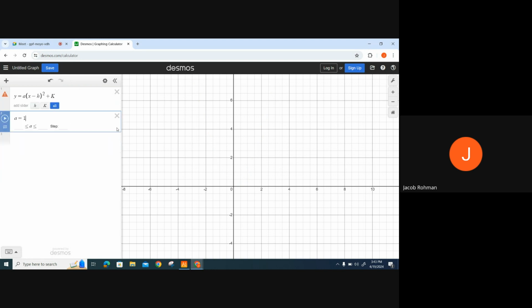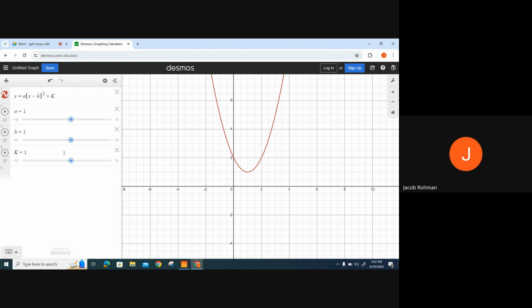So here, if we have the red function and we slide the a, we can see what happens: a starts to go up and it goes down. So notice when a equals 0, let's put this at a equals 0. It's a flat line. When a is positive, you've got an upward facing parabola. And when a is negative, you've got a downward facing parabola.